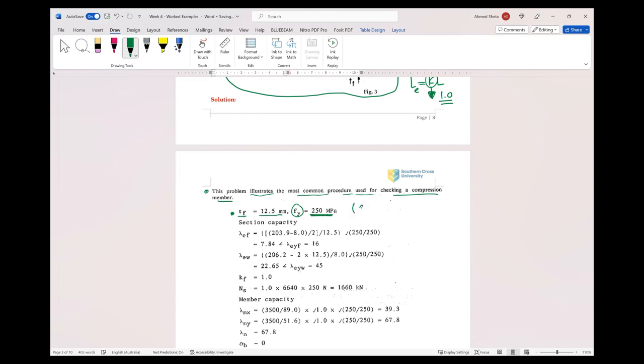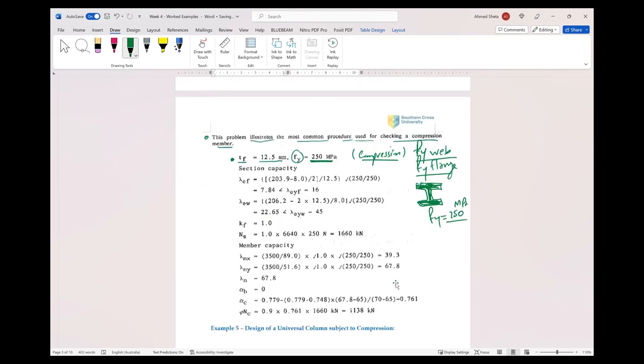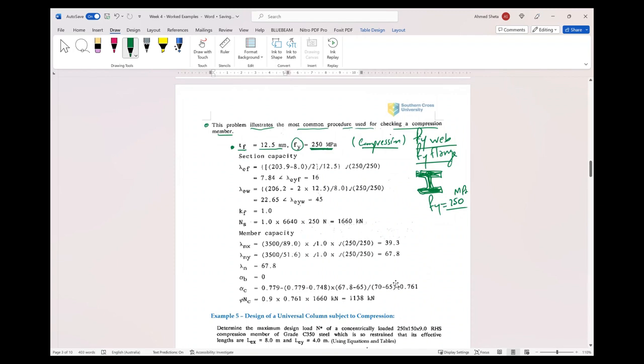Because this member is under compression, we have F yield for web and F yield for flange. So for a UC member, F yield is 250. But for your information, this grade does not exist now. They replaced it with 300 MPa. But anyway, it's just an illustrative example.